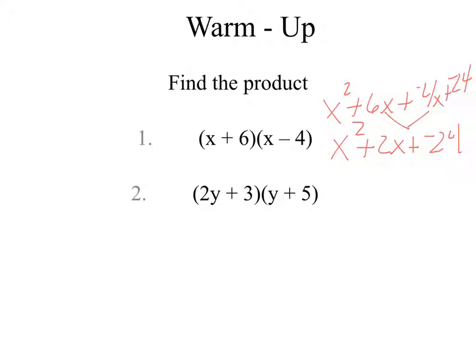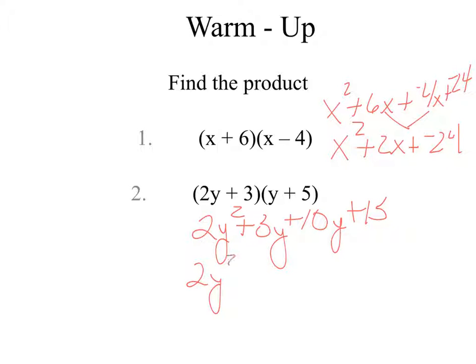Number 2, we have 2y squared plus 3y plus 10y plus 15. That is going to give me 2y squared plus 13y plus 15 when I combine my two middle like terms together. So now that we have the warm-up done, basically what factoring is going to do is I'm going to give you the trinomial, and we're going to work it backwards into the two binomials. So basically we are undoing FOILing is what we're working on.